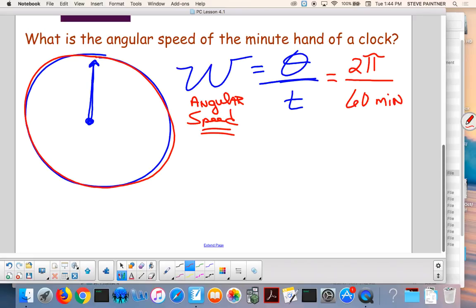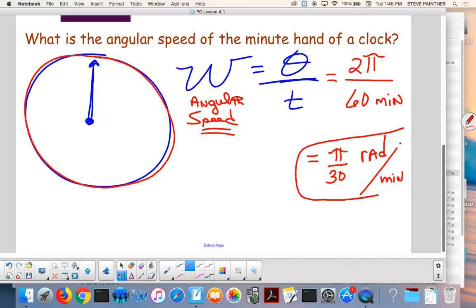But I don't have 1 minute, I have 60. So do some division here. What's that divided by that? Well, you could reduce it and say what? 2 over 60 is really 1/30 times pi. Pi over 30. Radians per what? Minute. And there's your answer. That's how fast the minute hand is moving.